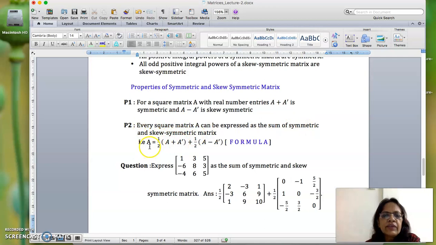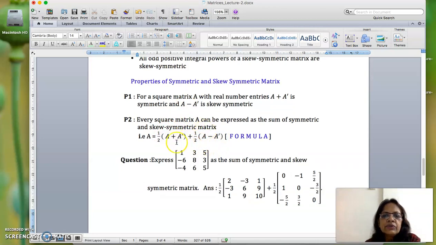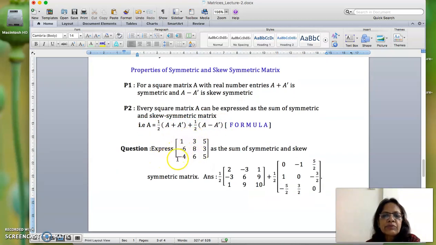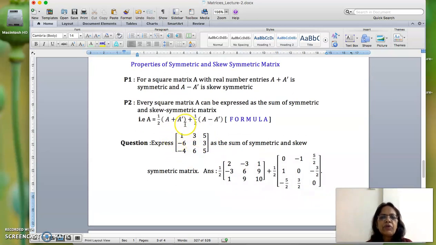So what we have done here is A we have written as half A plus A dash plus half A minus A dash. If you simplify this, it is equal to A only, right? Just simplify, take LCM and simplify, then this is A only. And first property we have already said A plus A dash is symmetric, A minus A dash is skew symmetric. So this is the formula for this question. Like suppose the question is express some square matrix given as sum of symmetric and skew symmetric. Just apply the formula, find A dash, find A minus A dash and substitute in the formula.